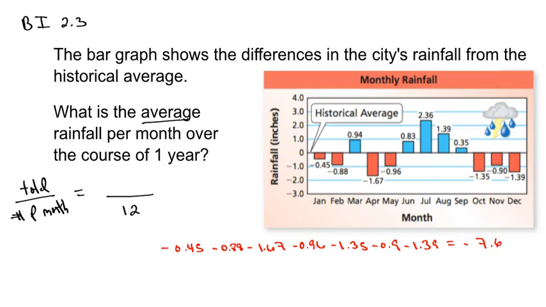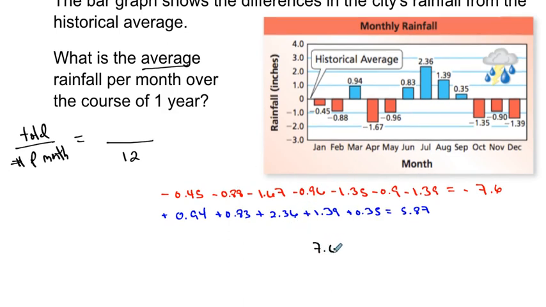Then in blue here, I have all my positive numbers. So I got positive 0.94, positive 0.83, positive 2.36, positive 1.39, and positive 0.35. And if I add up all my positive numbers, I'll get a total of 5.87. And now I have a negative 7.6 and a 5.87, so I'll do a little math here on the side.